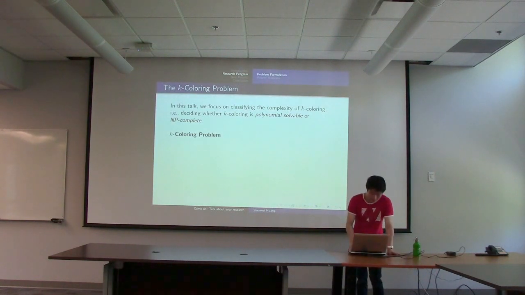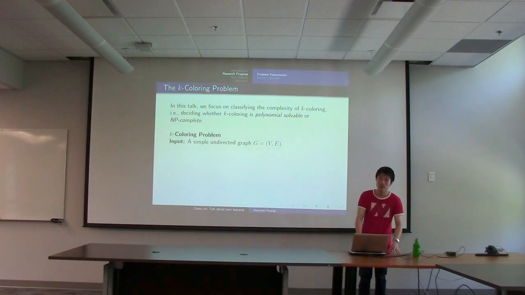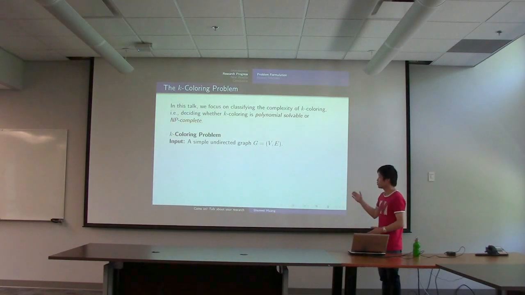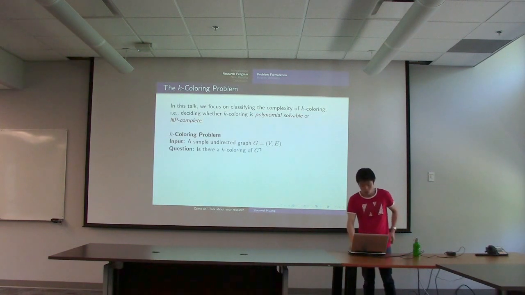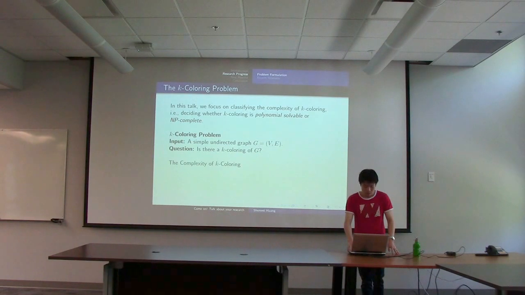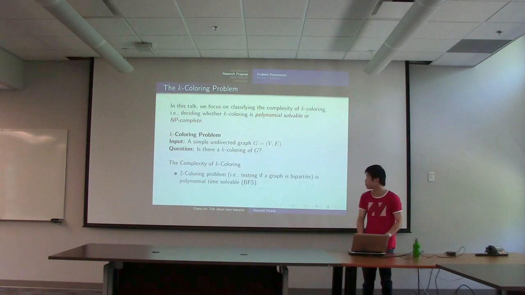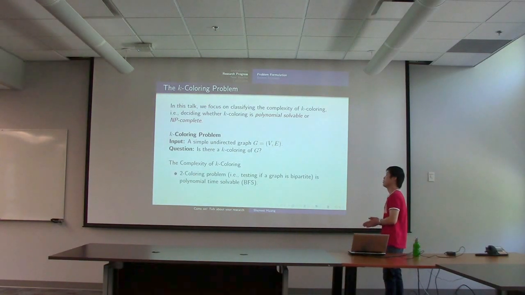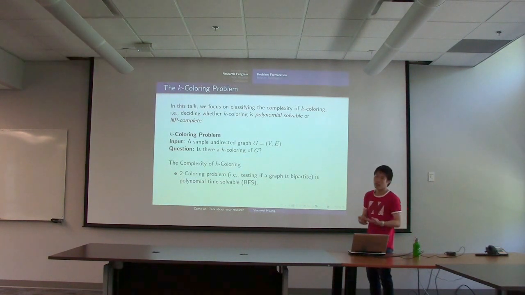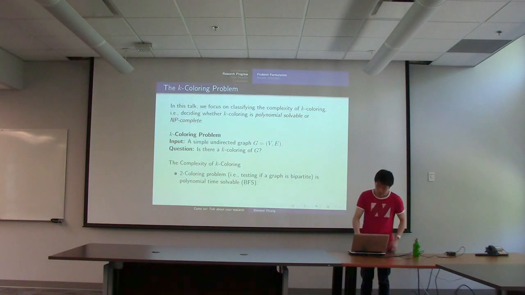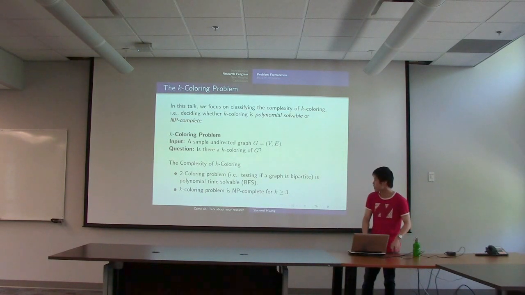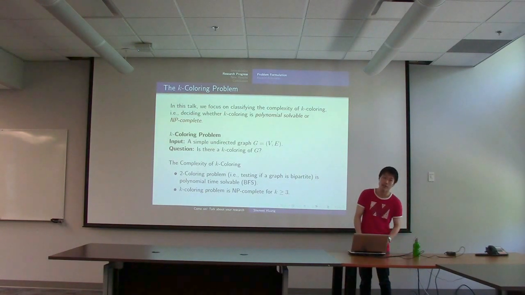So I define the K-coloring problem as the following decision problem. The input of the problem is just a graph G. And the question is: is there a K-coloring of G? And as you might learn from the course 705, the complexity of K-coloring for general graphs is as follows. The two-coloring problem is polynomial time solvable, say using BFS. And in sharp contrast, the K-coloring problem is NP-complete when K is at least 3.